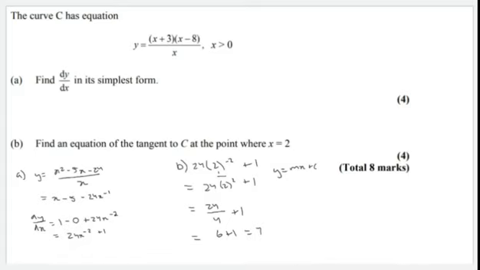Going y equals mx plus c. We know m is 7 because that's our gradient. But we've got an x coordinate, and we need a y coordinate. I'll do it up here.